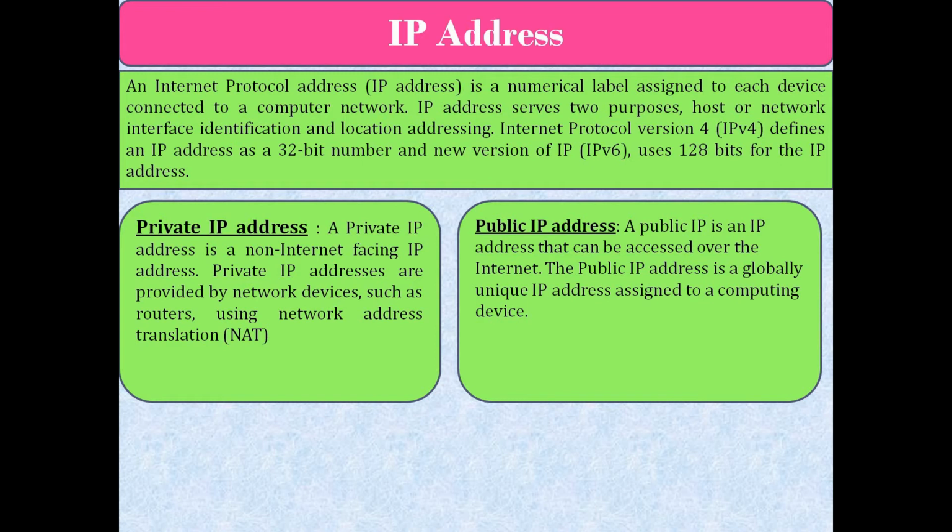And next, public IP address. If you type "what is my IP address" in your browser, you will find one IP, which is your public IP address, like 183. or 192.117. or 105. This type of IP address you will find. That is called your public IP. It is provided by the internet service provider, ISP. Through that IP you are getting the internet. So that is called public IP address.